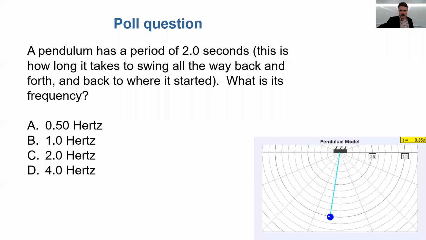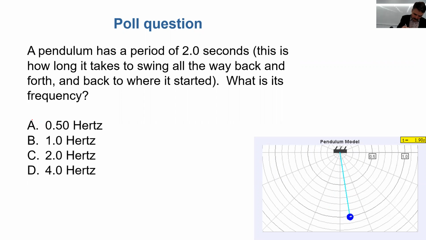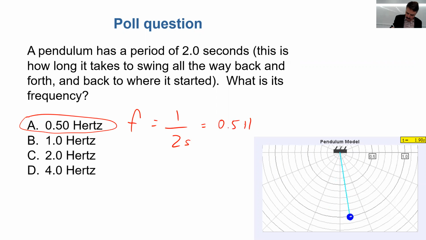So 88% of you got that the frequency is equal to 1 over 2. And 1 over 2 seconds is equal to 0.5 hertz. That's how the units look.